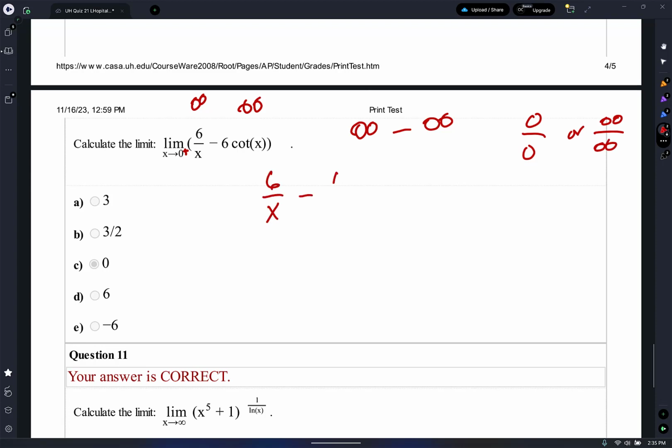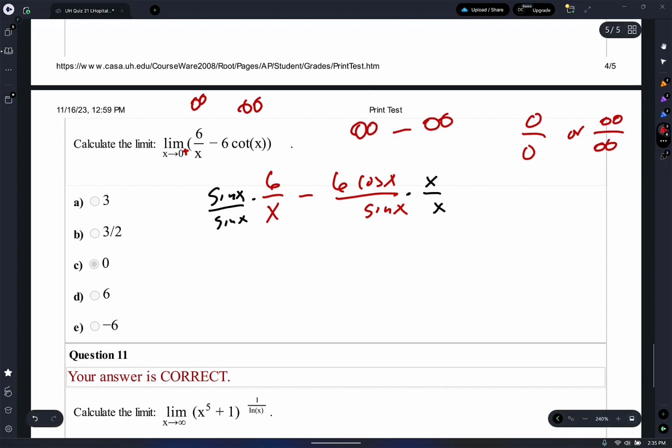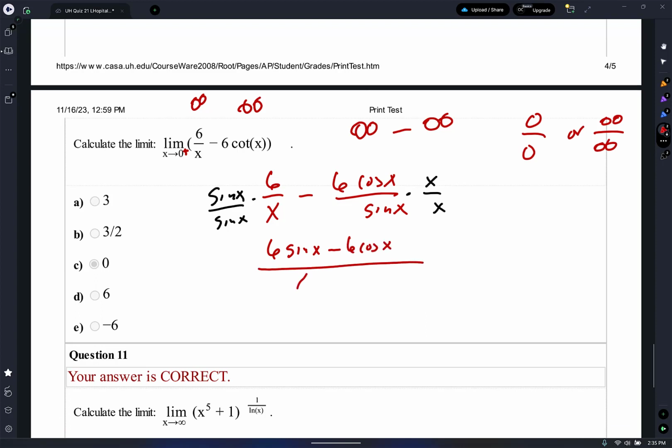6 over x minus 6 cotangent, and cotangent is the same thing as cosine over sine, right? So here's what I'm going to do. Multiply this by x over x. Multiply this by sine x over sine x. And then you get something like this: 6 sine x minus 6 x cosine x over x sine x. Limit as x approaches 0. Now I get something way better. I get 0 over 0.